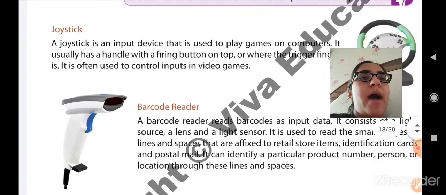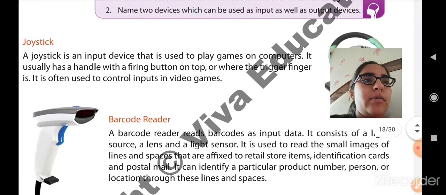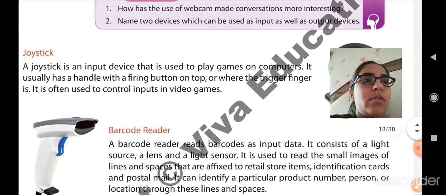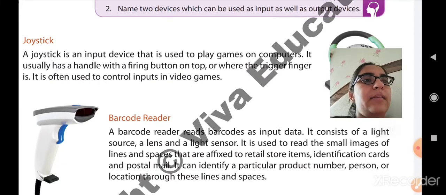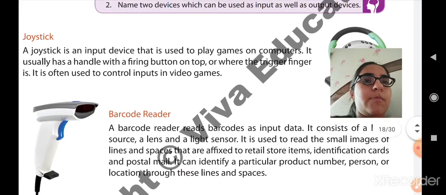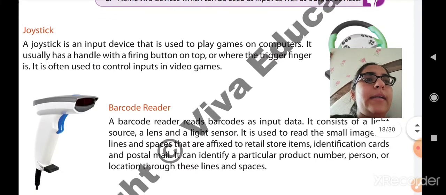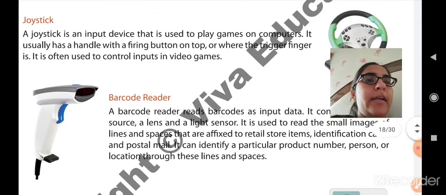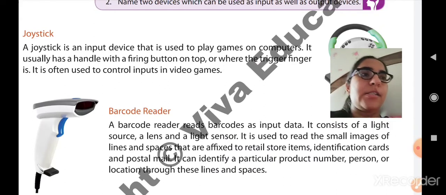The next is barcode reader. A barcode reader reads the barcodes as an input data. It consists of a light source, a lens and a light sensor. It is used to read the small images of the lines and spaces that are affixed to retail store items, identification cards and postal mail. It can identify a particular product number, person or a location through these lines and spaces.